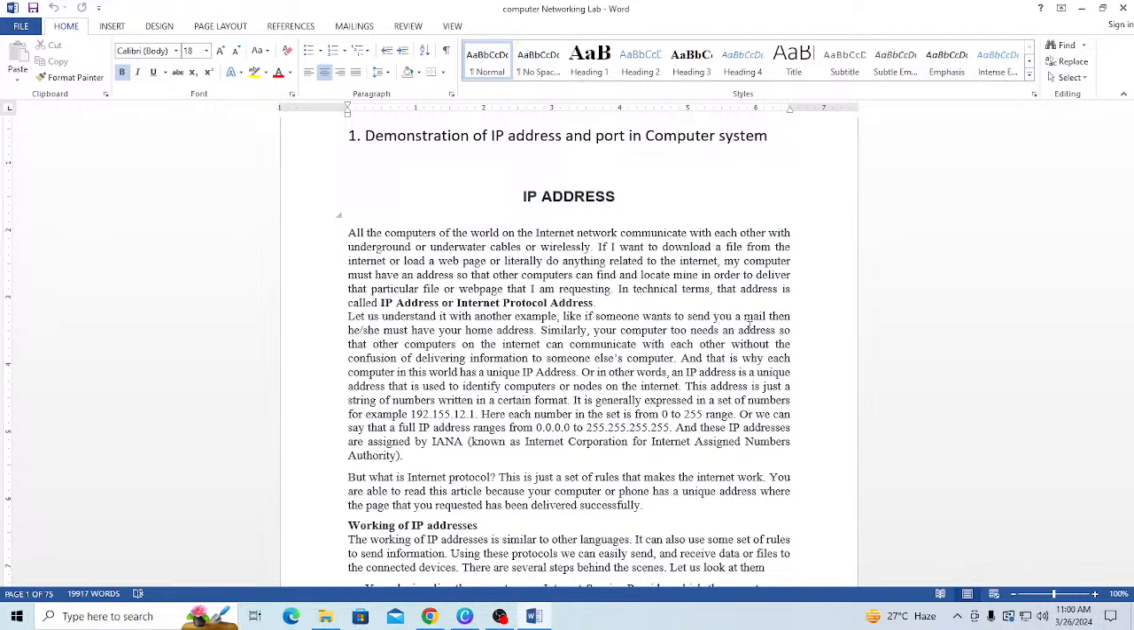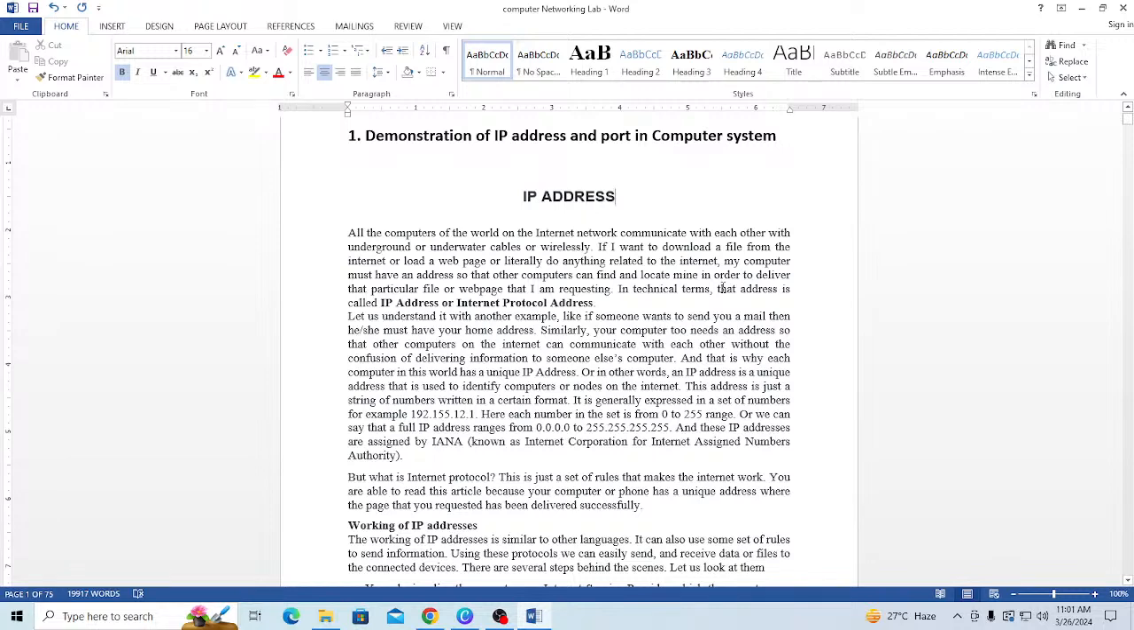The first question is demonstration of IP address and port in the computer network. So this is the demonstration of IP address and port number. This is the first question we have to explain in the demonstration part of the practical examination, right? So what is an IP address, what is a port, we have to explain.